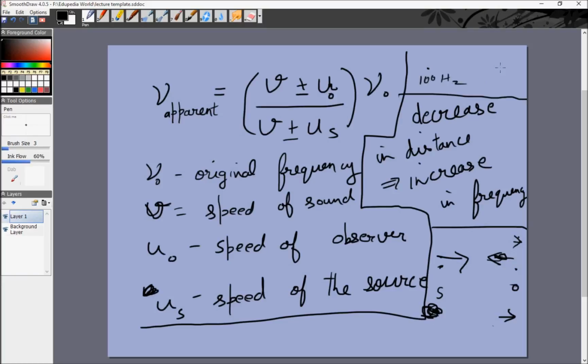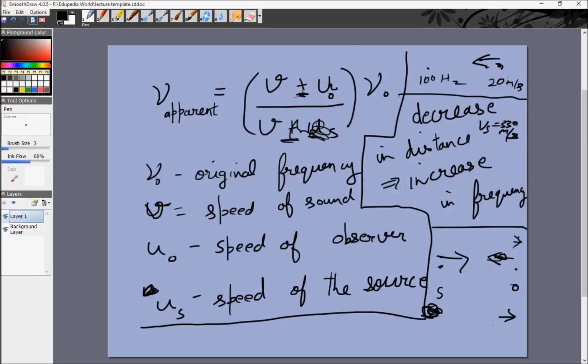Right, so standard questions will be asked: there is a source which has a frequency of 100 Hertz and there is an observer which is moving towards it with the speed of 20 meters per second. The speed of sound is 330 meters per second. What is the apparent frequency heard by this observer? So the distance is decreasing, that means frequency is increasing. So US we know is 0 in this case, frequency is increasing, so this should be a plus.